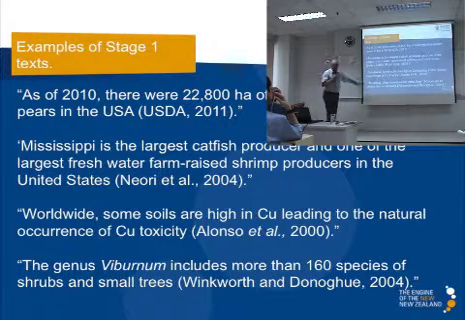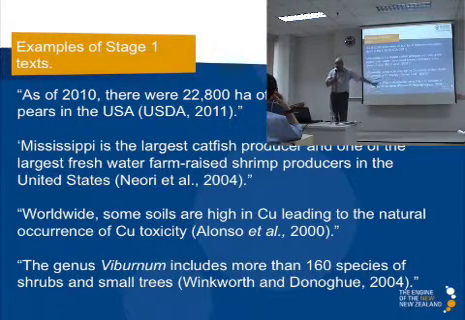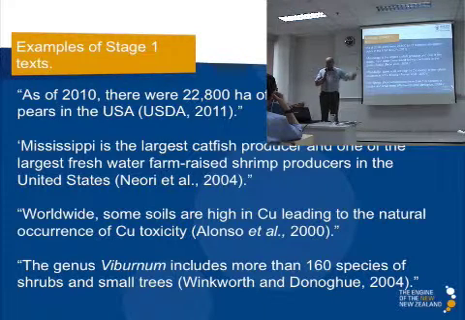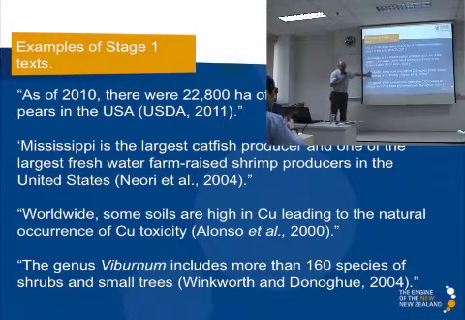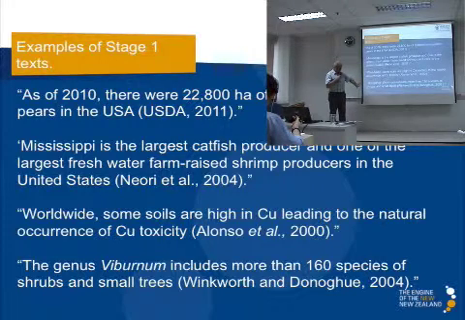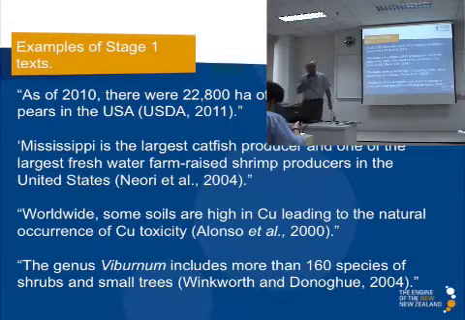So, quite different areas of research, statements of fact. These are real, taken from real papers. Can't argue with it. Nice global statement. In this case, the paper is going to be about pears, freshwater fish farming, copper toxicity in soils, and the genus Viburnum, probably an ornamentals paper.